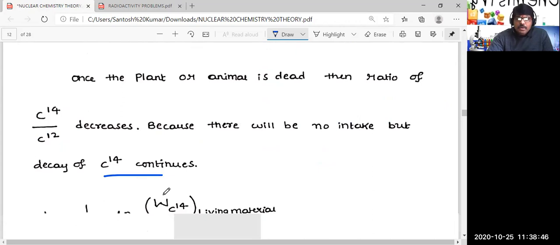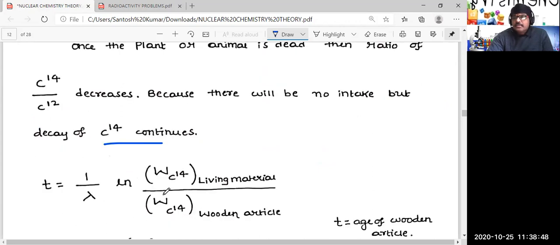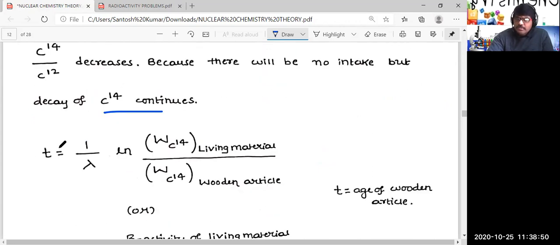And finally, how to complete the calculation? Very simple. Since it is a first order kinetics disintegration reaction, he has to give the decay constant lambda of C14. The C14 isotope disintegration decay constant he has to give, and then t is equal to 1 by lambda ln mass of C14 in living material by mass of C14 in a wooden article. So what does it mean?